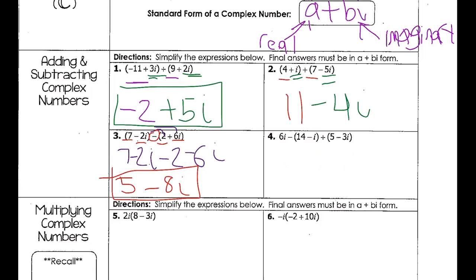So we want to do the real part first, because we want to get it in a plus bi form. So we would really have -14, because of that minus, plus 5, so that would be -9. And then do your imaginary part. So you have positive 6i minus -i. So that would really be plus 1i. So that would be 7i. And then plus -3, that would be 4i.